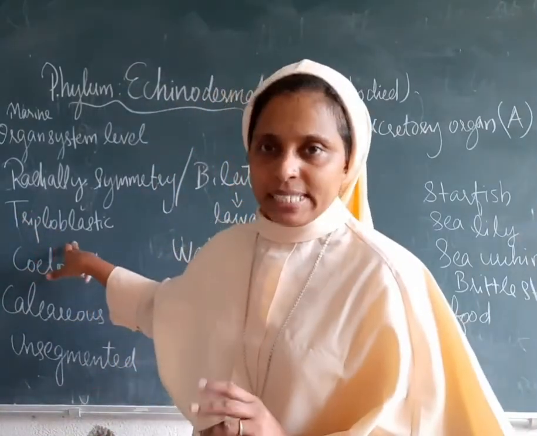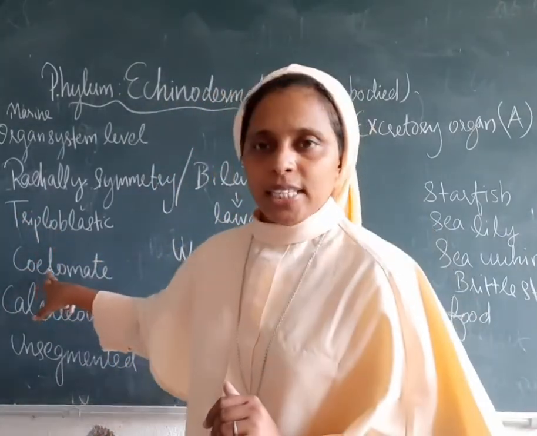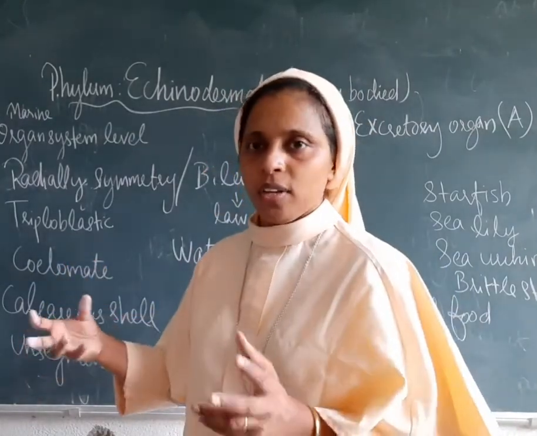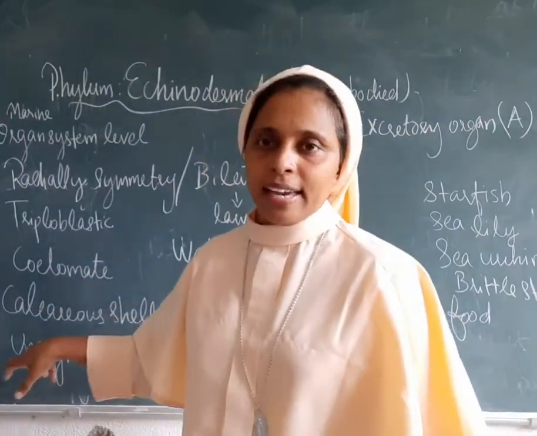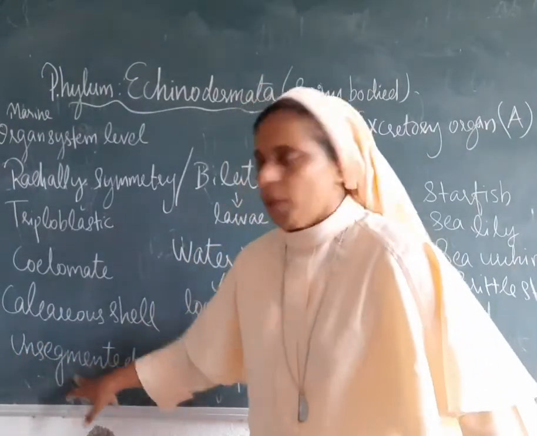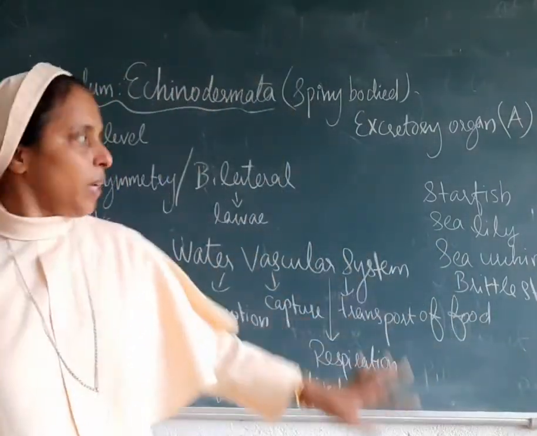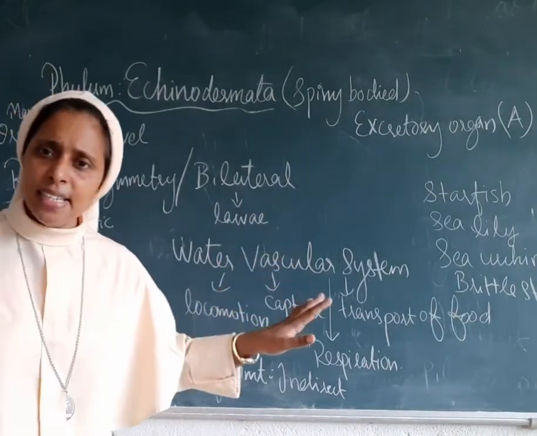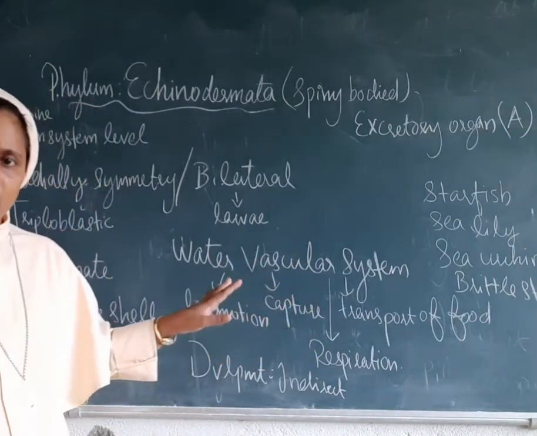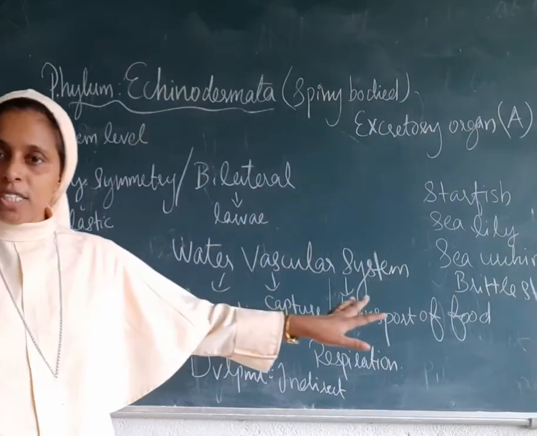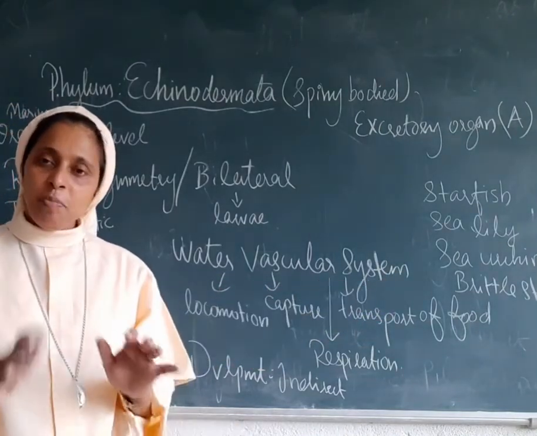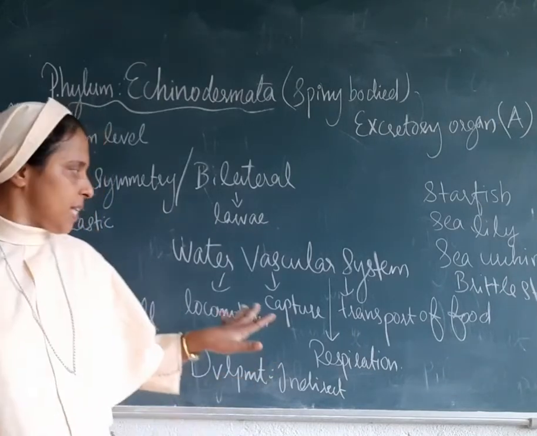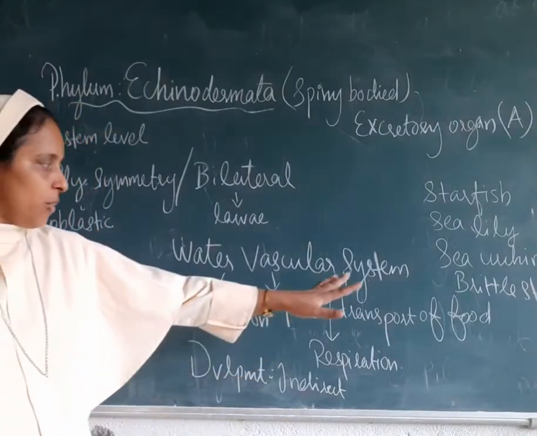Then they are triploblastic. Then they are coelomate. Three layers are there. A coelomate body cavity is there. Then they are having a calcareous shell, as I have just now told you. Body is unsegmented. And here the special distinct feature of phylum Echinodermata is that they will be having a water vascular system.